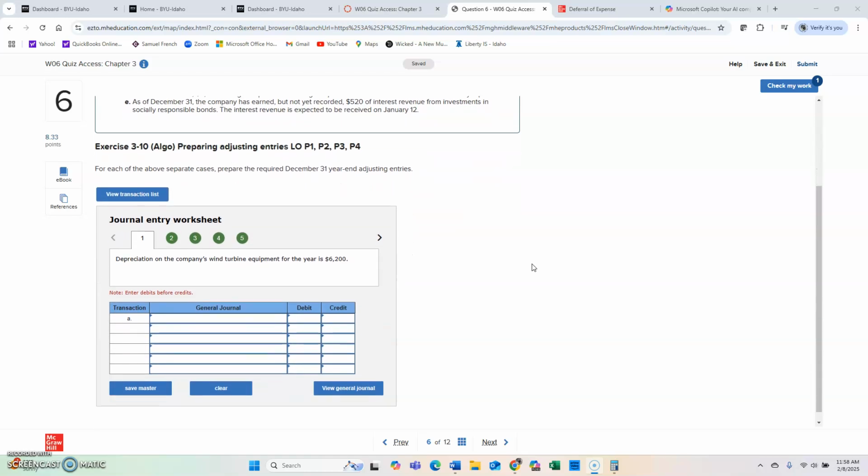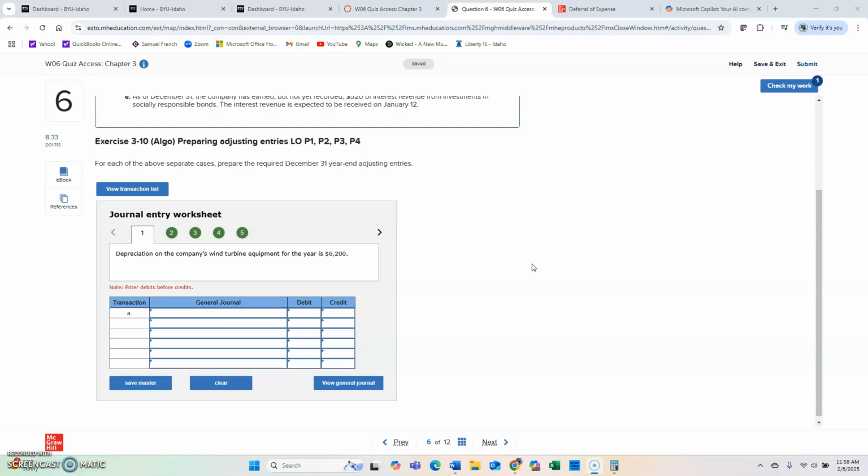So A, depreciation on the company's wind turbine for the year is $6,200. So in our journal, we are first going to put in our depreciation expense on the equipment, an expense. The normal balance is a debit, so we're going to put $6,200 in here. And then our next adjustment is the accumulated depreciation, and that is going to be a credit of $6,200.